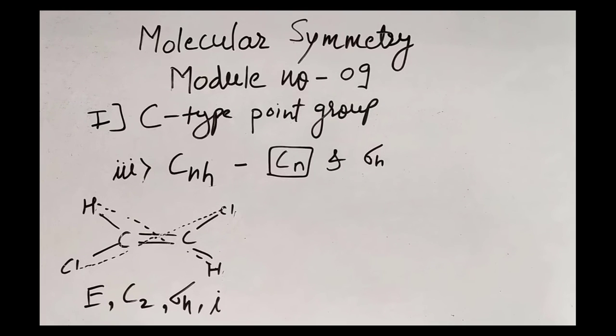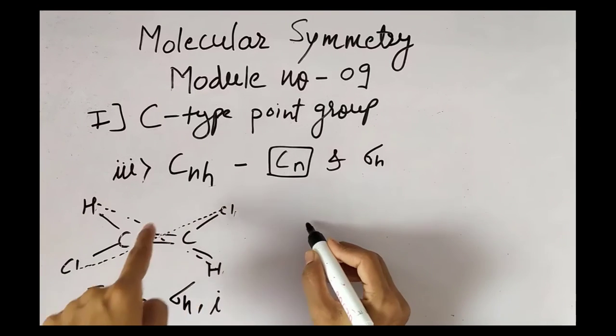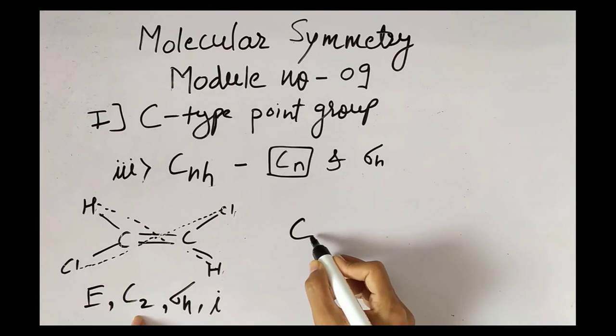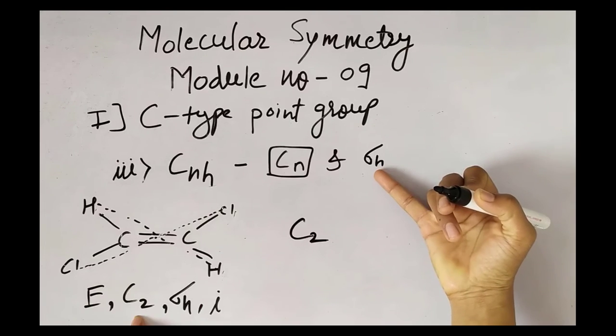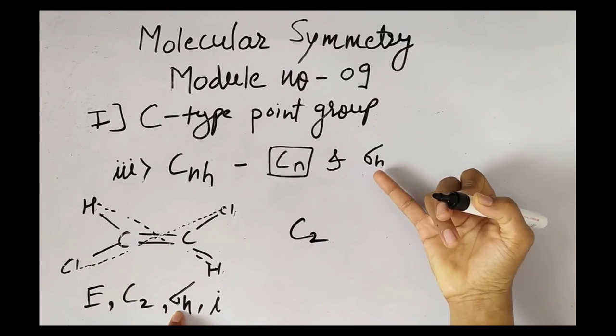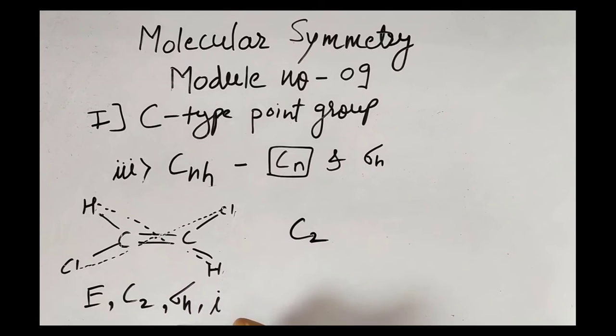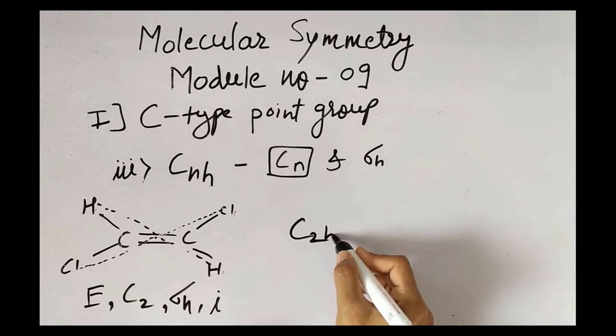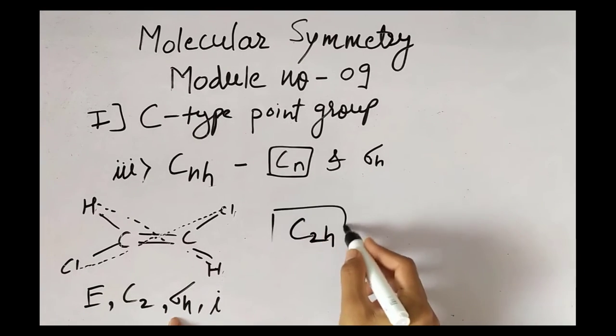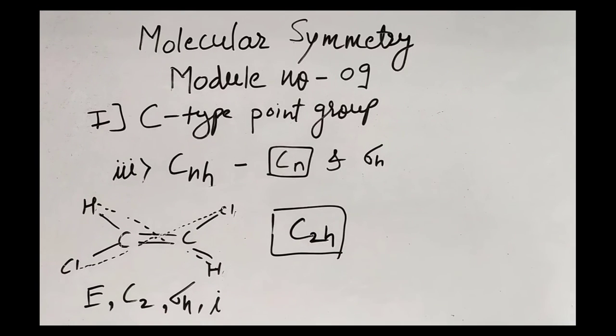Now according to the definition, what will be the point group of this molecule? It will be C. What is the fold of rotation? 2. What is the plane that is present? What type of mirror plane is present in this? H. So that is the horizontal plane. So the final point group will be C2H. Even though we are not mentioning identity or inversion in this point group, still it is very essential to write down all the symmetry elements.